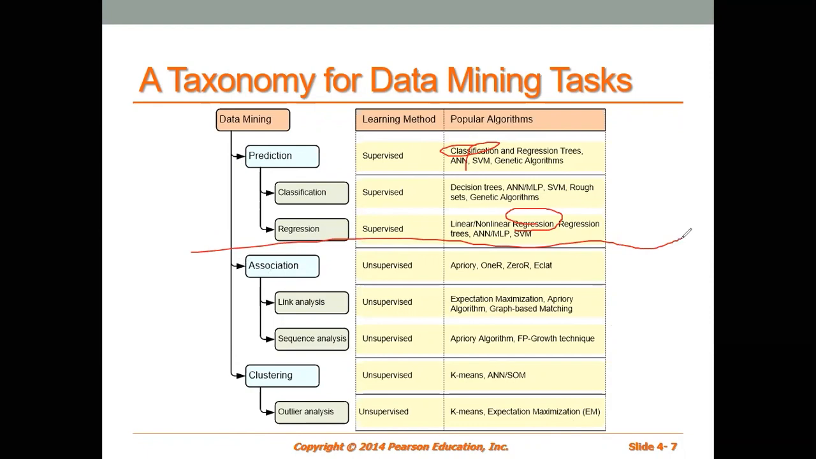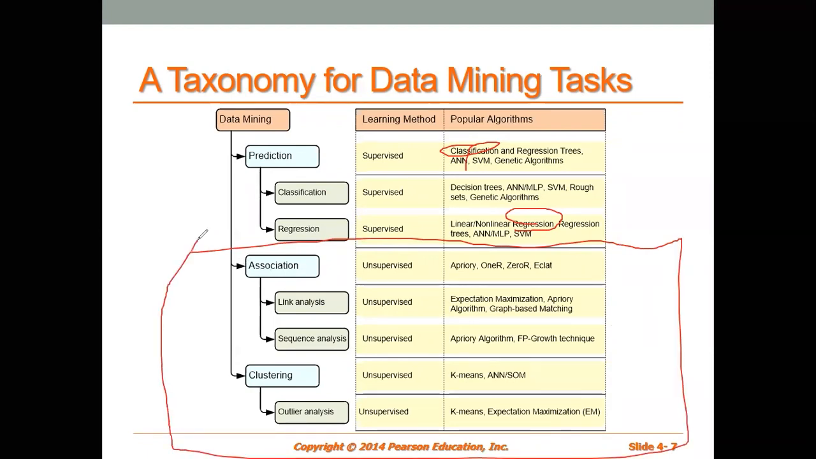Now in the unsupervised learning, we have association. In the association we have a linked list, sequence analysis, and the clustering. So these are the unsupervised learning. In this one we have the Apriori algorithm, 1R, 0R, Eclat, and expectation maximization. K-means is very important for clustering, and expectation maximization.